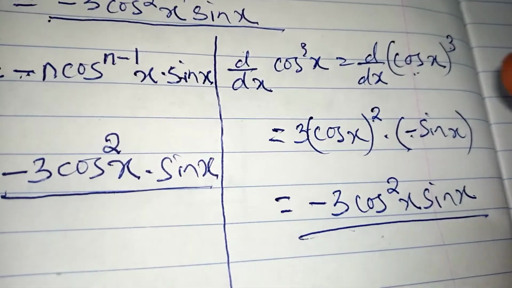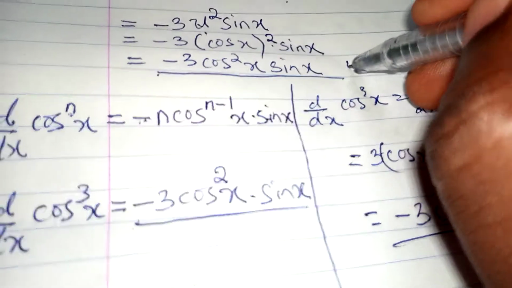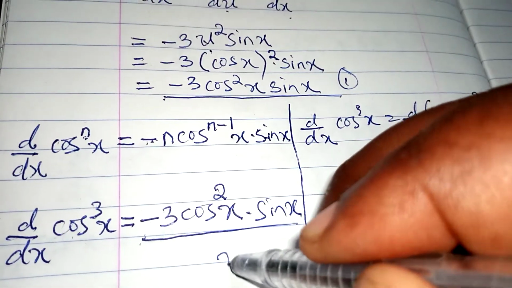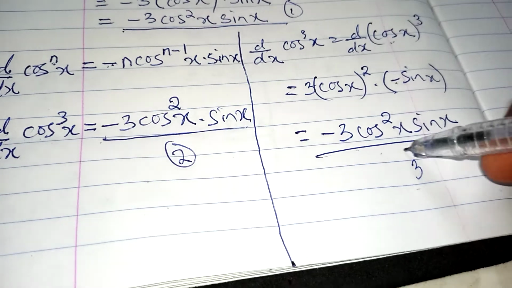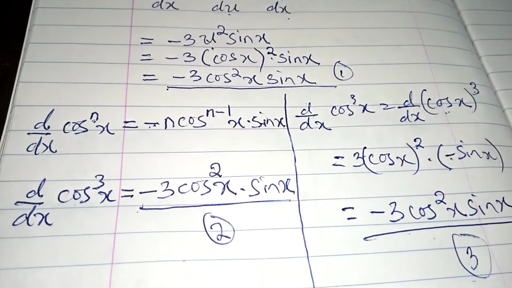So whichever way you are using, either you went through the chain rule, or you are going through the given formula, or you are making use of the outside-inside rule, the 3 of them would always give you the same answer.